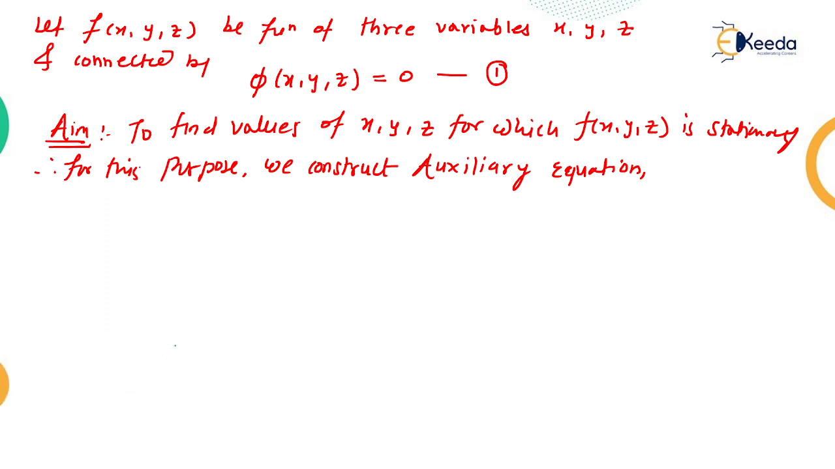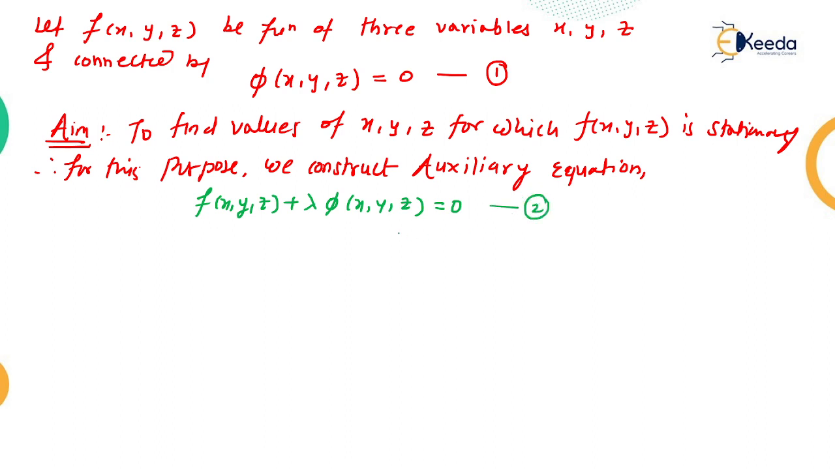This is a very easy part to remember. The auxiliary equation is given by f of x y z plus lambda into phi of x, y, z equal to 0. That function is called the auxiliary equation. For reference, we call this equation number 2.